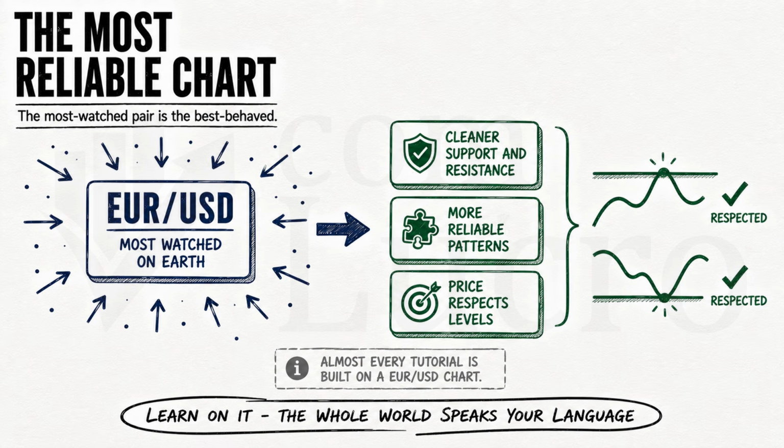Because EURUSD is the most watched pair on Earth, it also tends to be the most technically well-behaved. All those participants reading the same levels make its support and resistance cleaner, and its patterns more reliable. When a level matters on EURUSD, enough people are watching it that price actually respects it, which is exactly what you want while your eyes are still being trained.